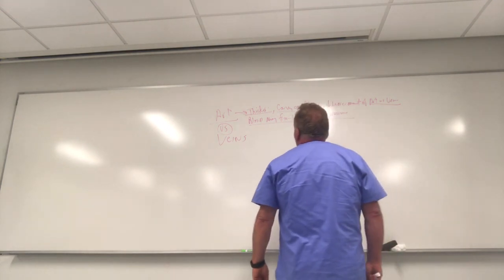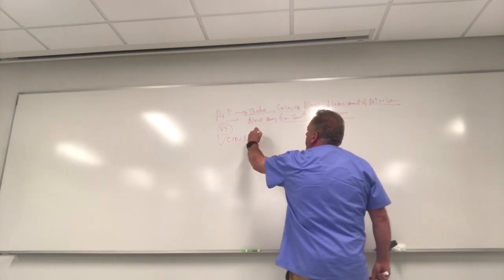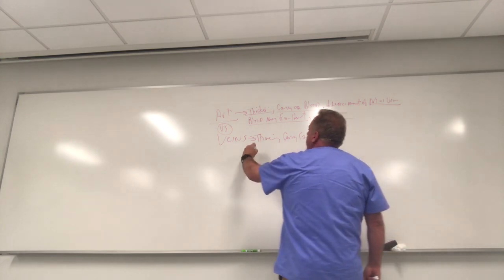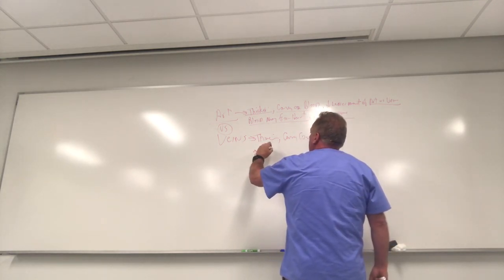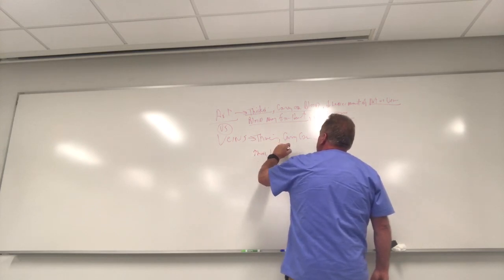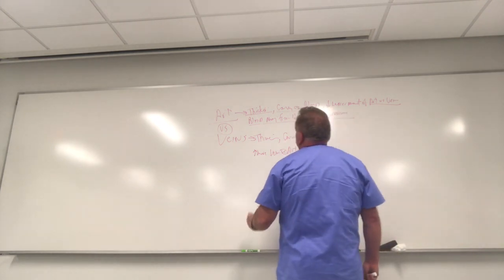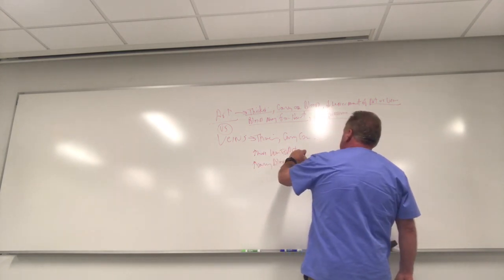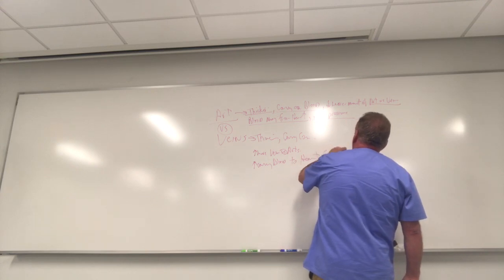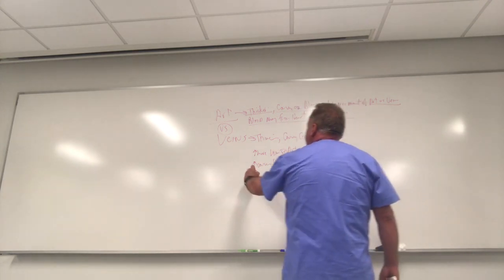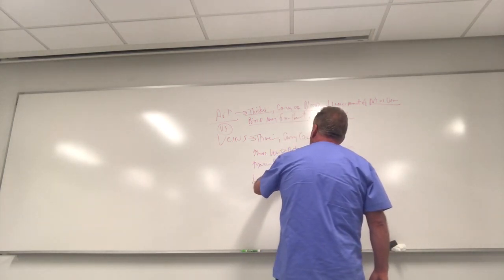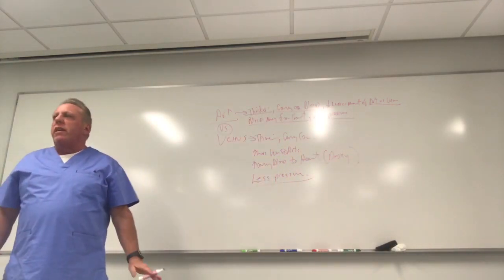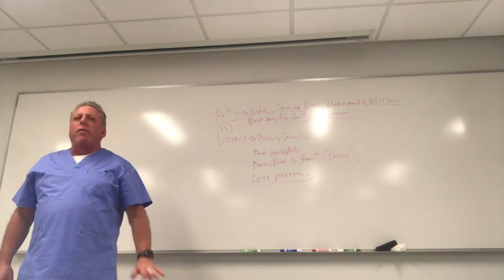Okay, so veins are thinner. They carry CO2, right? There are many more veins versus arteries. They carry blood to the heart. Deoxygenated? To the heart, yes. And this is deoxygenated blood. And there's less pressure. Okay, that all makes sense, right? Basic story about veins and arteries.